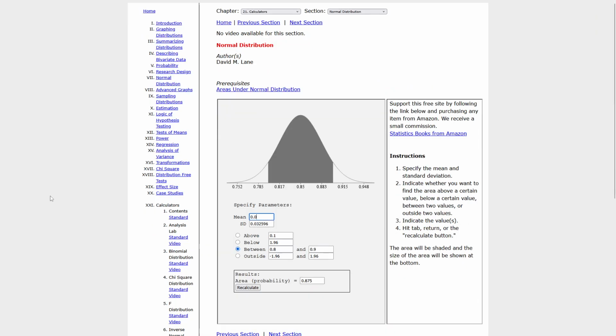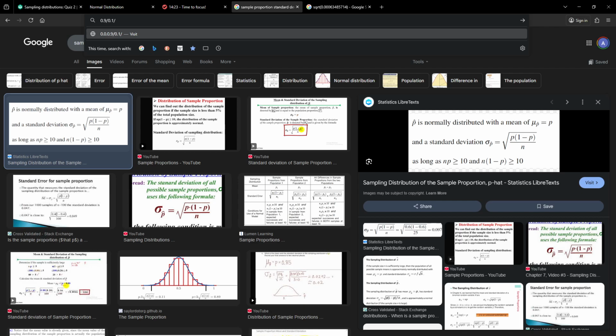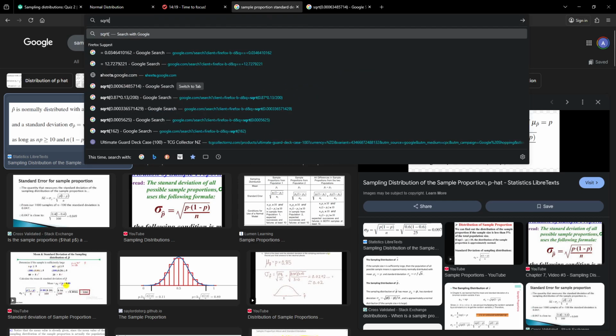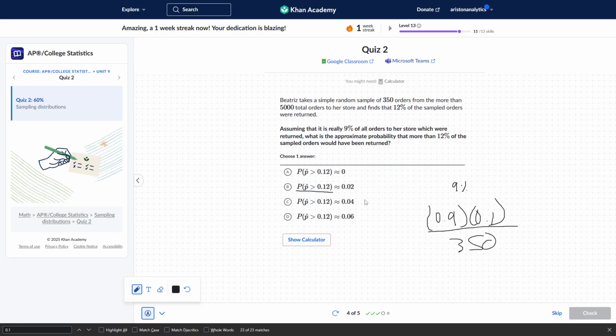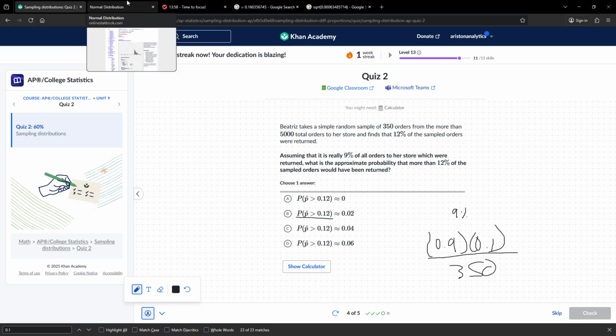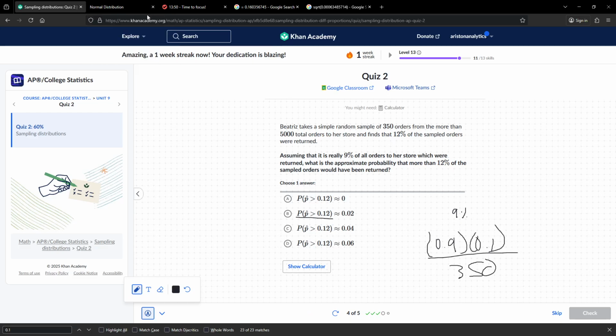Mean 0.09. Standard deviation is 350, you get the square root of that. And then we're looking for greater than 0.12, above 0.12. More than 12% of the sample orders would have been returned.